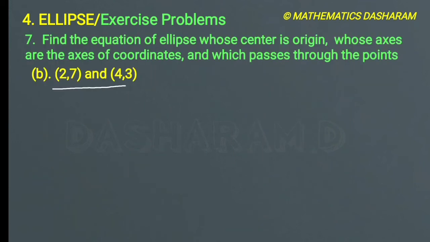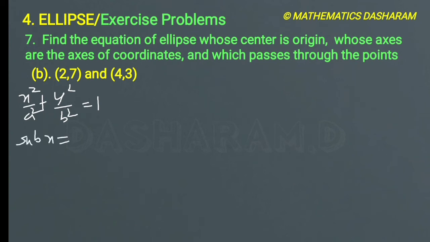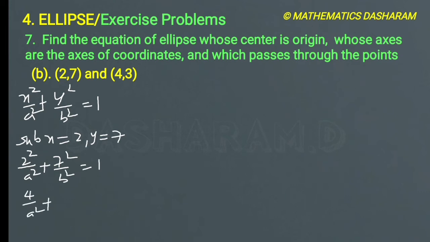Question number B, 2, 7 and 4, 3. Let's take the standard form x square by a square plus y square by b square equals to 1. So it passes through the point 2, 7. So then substitute x equals to 2, y equals to 7. So then 2 square divided by a square plus 7 square divided by b square equals to 1. 4 by a square plus 49 by b square equals to 1.